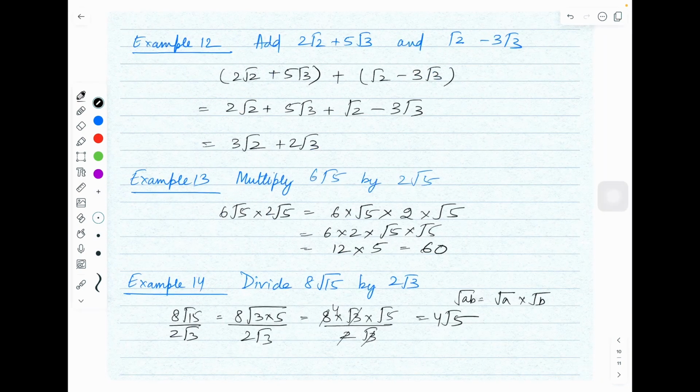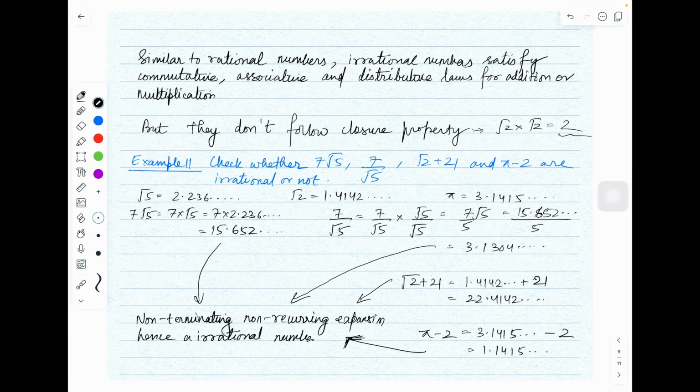So we have discussed so many things. Here we are adding irrational numbers. Here we are multiplying two irrational numbers. But the main example is this. In this example, 7 is a rational number, root 5 is an irrational number. You are multiplying a rational number with an irrational number. The result is what? The result is an irrational number. Similarly, 7 is a rational number, root 5 is an irrational number. You are dividing a rational and irrational number. The result is what? Irrational.